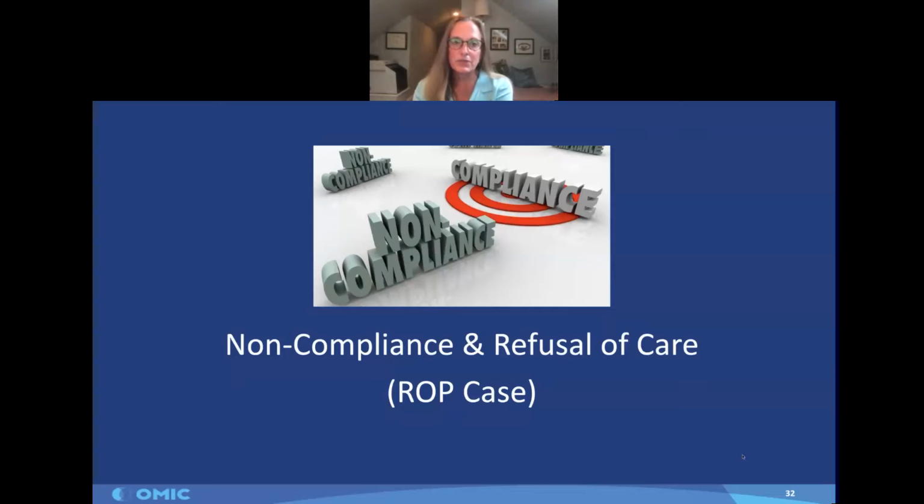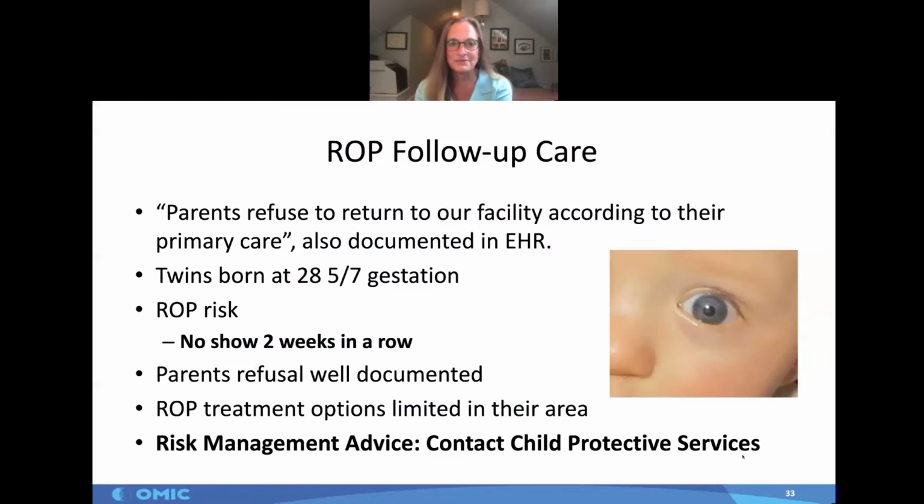So we're going to review, lastly, an issue of non-compliance and refusal of care, which is equally important to pay attention to documentation. And this is an ROP case. Next slide, please. So this was actually a call to the OMIC hotline, and if any of you have ever used the hotline, it's a great source of advice and information.